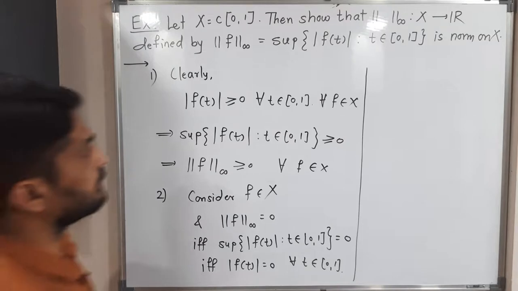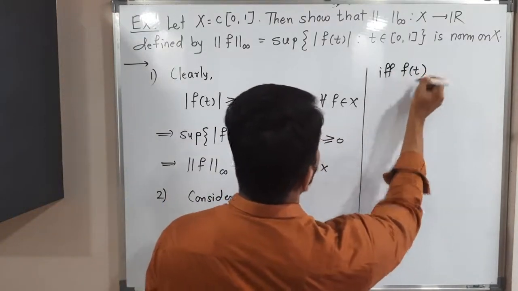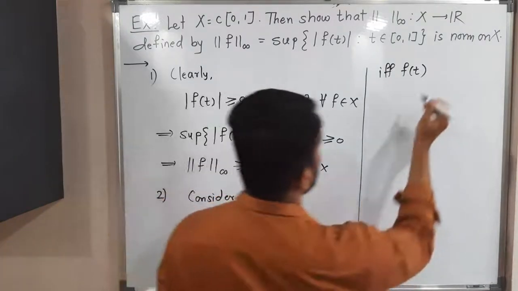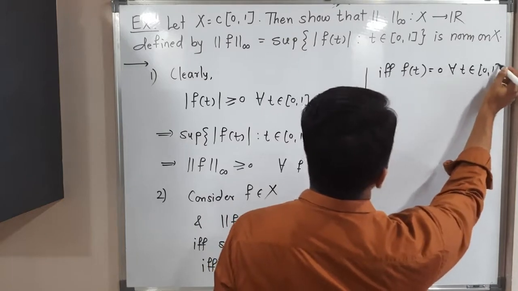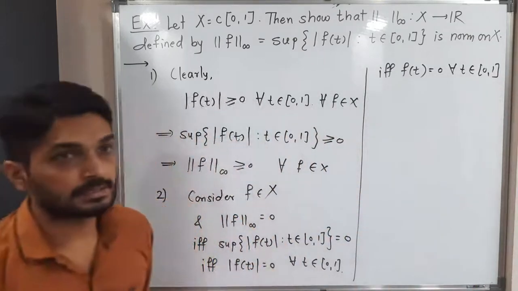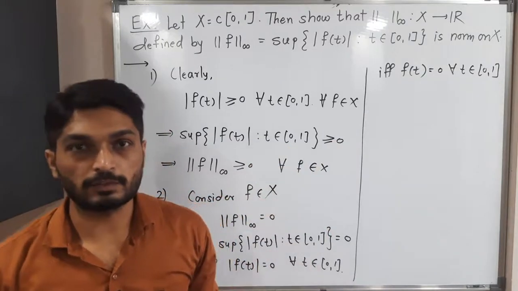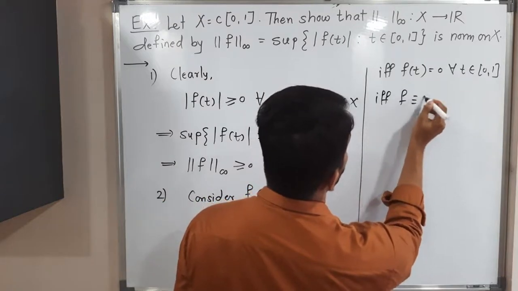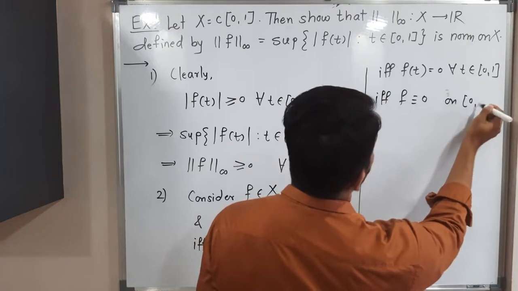If and only if, I will write. So you know that mod is 0, that means whatever is inside mod should be 0, then only its mod will be 0. So f of t is equal to 0 for all t belongs to closed interval 0 1. What does it mean? The function gives 0 value for all values of t on closed interval 0 1. So that means the function is also 0, on closed interval 0 1.